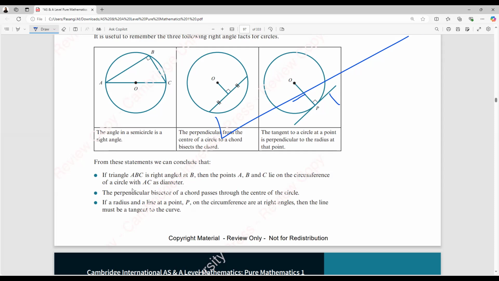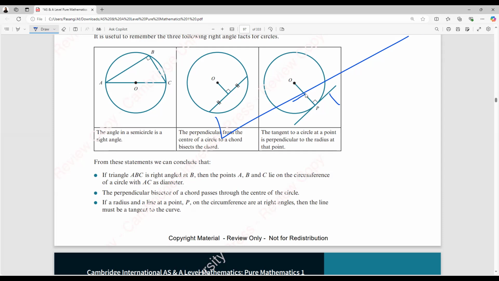If the perpendicular bisector of a chord passes through the center, then again those two will intersect perpendicularly.